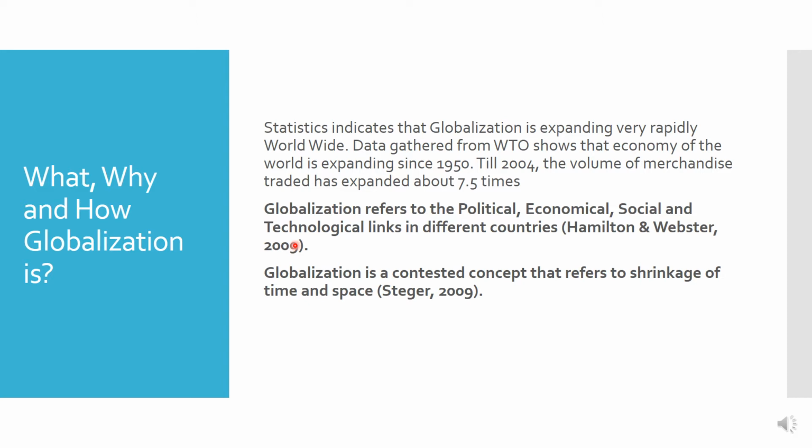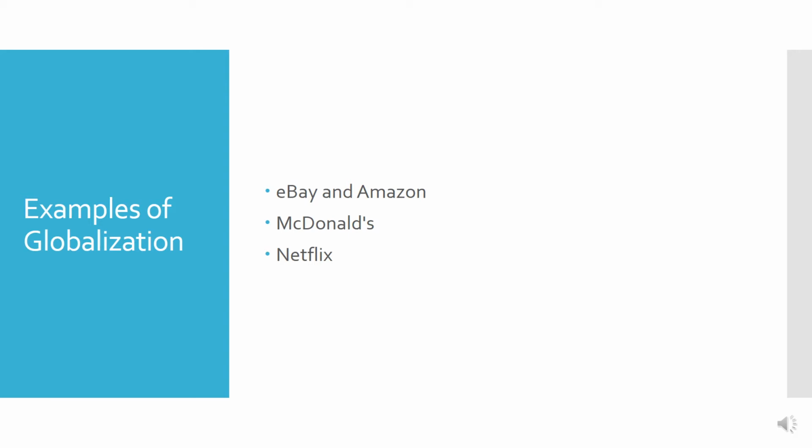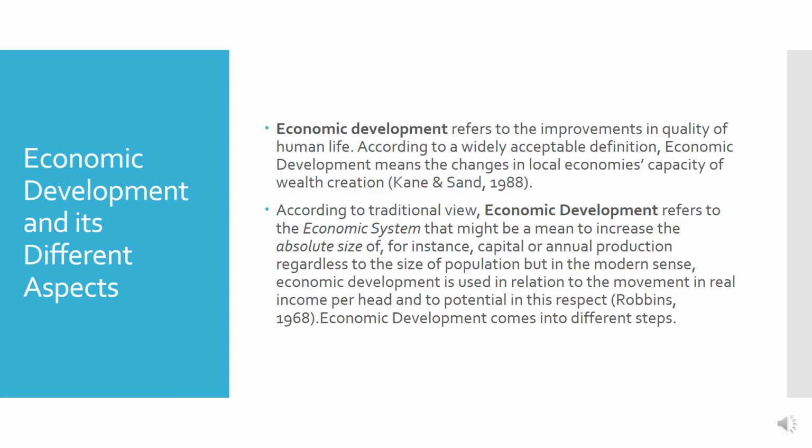One common definition states that globalization is a process of integrating different world economies. Right. So, globalization is integration among people, governments, and companies of different countries. Globalization refers to political, economic, social, and technological links in different countries, according to Hamilton and Webster. And globalization is a contested concept that refers to the shrinkage of time and space. Examples of globalization are eBay and Amazon, McDonald's and Netflix, and so on.